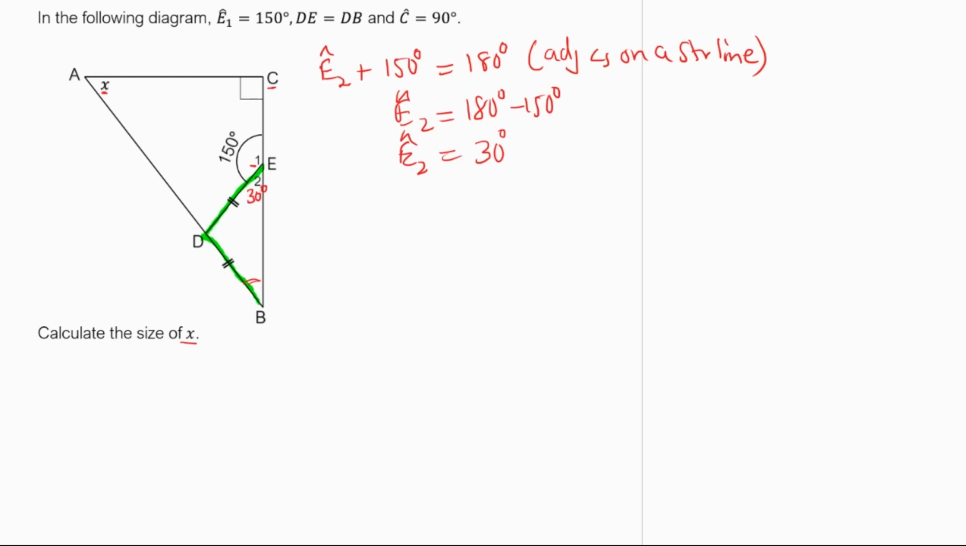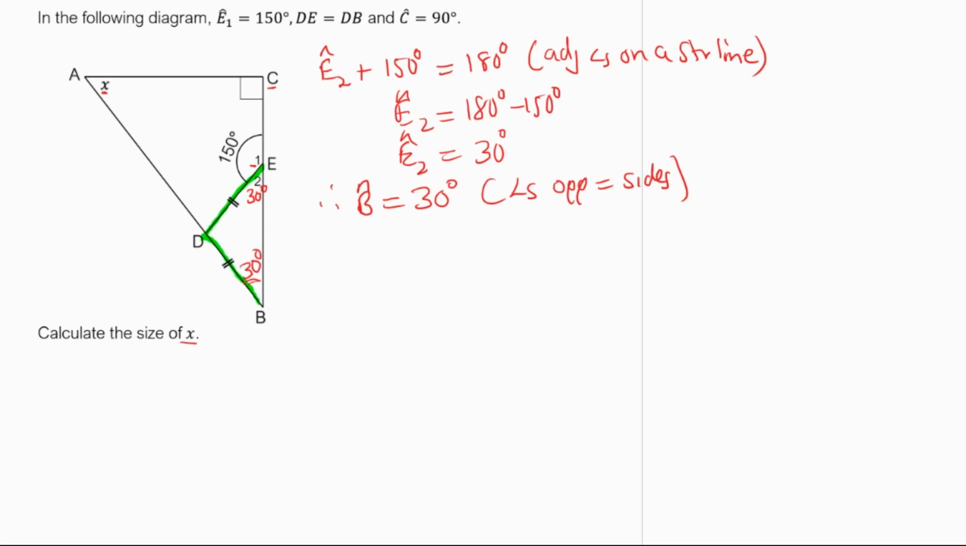Right. We're given that DE is equal to DB. So therefore, angle B is equal to angle E2, which is 30 degrees. What's the reason? These are angles opposite equal sides. So triangle DBE is an isosceles triangle. Right, so it means angle B is 30 degrees.